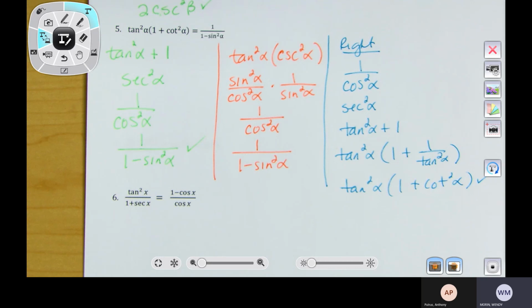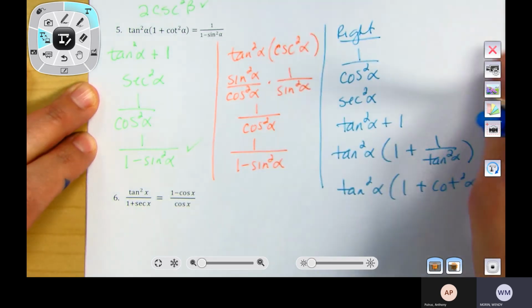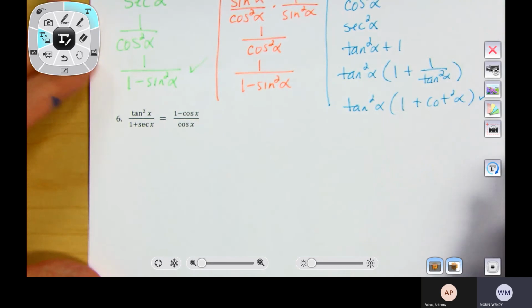It's doable. I certainly wouldn't choose to do it that way, but it is doable. I like 1 and 2 better, but there's no wrong way to do it unless you do something that's mathematically incorrect. Okay? So there's 3 options. All right, number 6. We're moving along pretty good today.